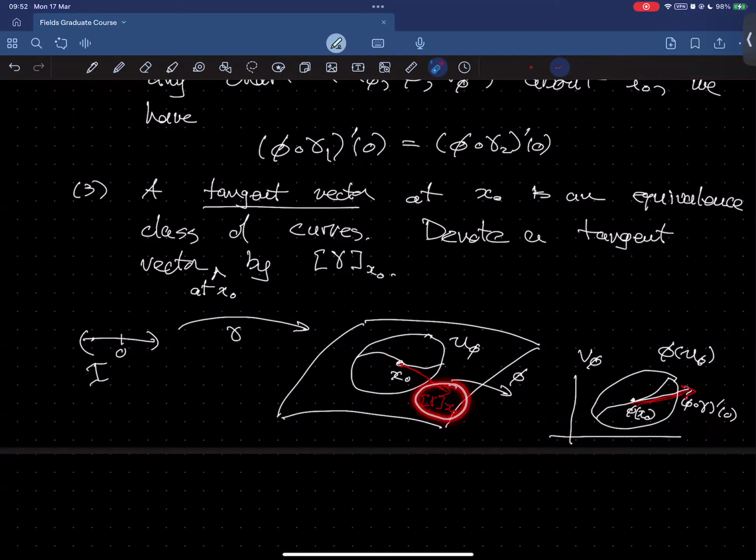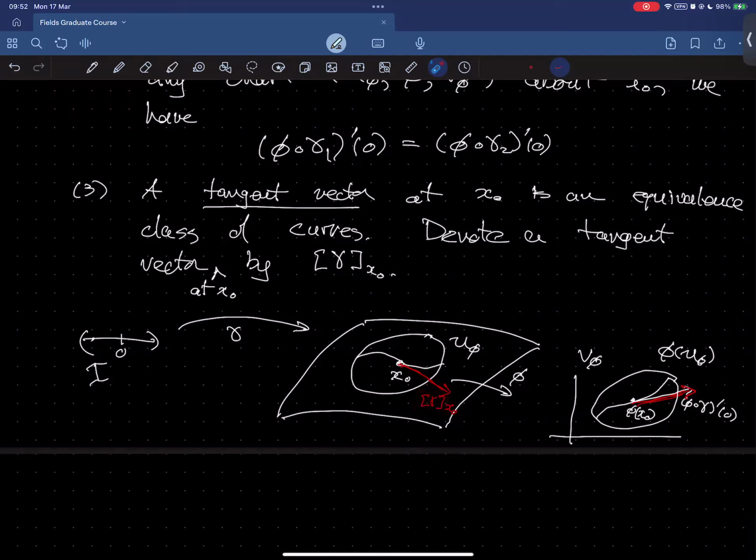This thing is really just an equivalence class. If you choose two different curves, maybe I choose some other curve which passes through this point and looks completely different, but as long as it passes through this point with the same velocity, which by definition means it passes through this point down here with the same velocity, then I call those curves equivalent, and the corresponding equivalence class is the tangent vector.